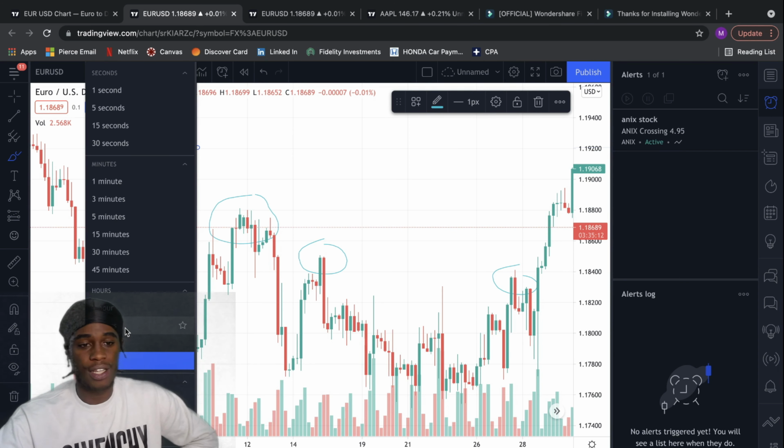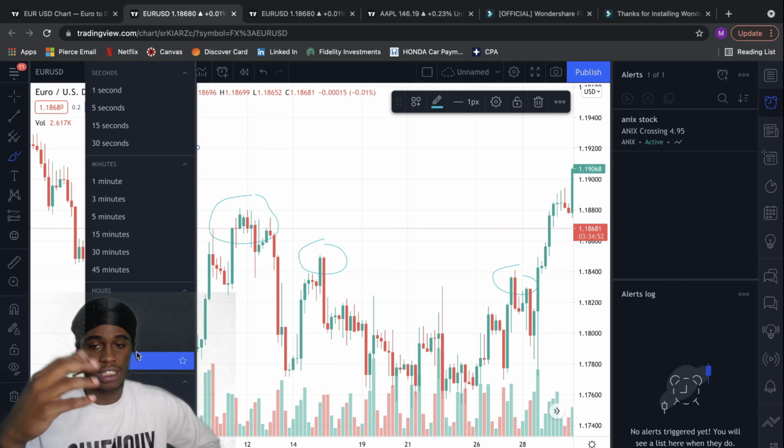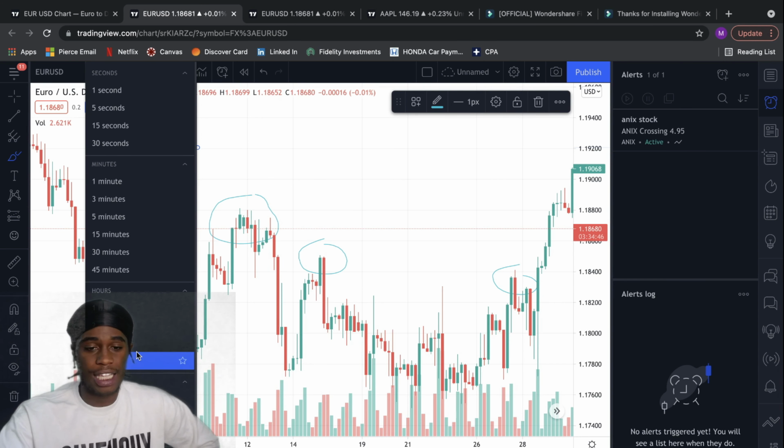I'm never going anything less than the 5-minute mark, right? So like I said, the quicker the trade, the fewer minutes you want to have up here. The lowest I go is 5 minutes if I'm doing a quick trade. But like I said, a lot of times I like to be patient. I like to watch the chart for days. I like to see different movement, and I like to get in at exact key moments, right?